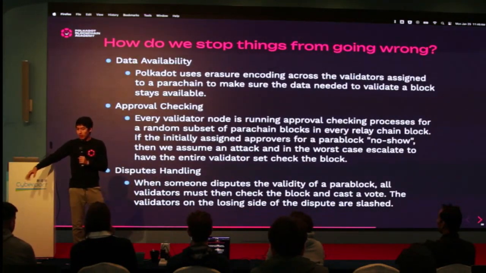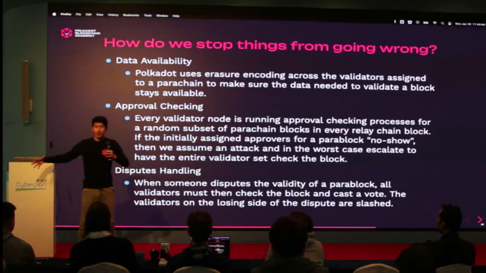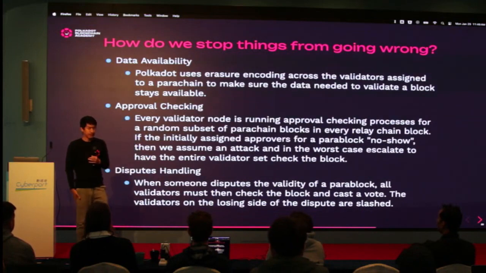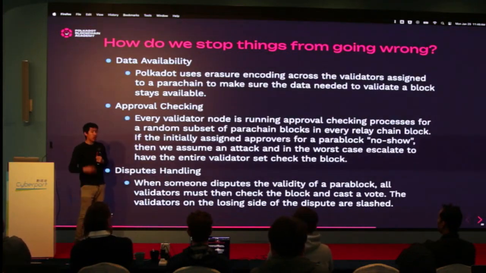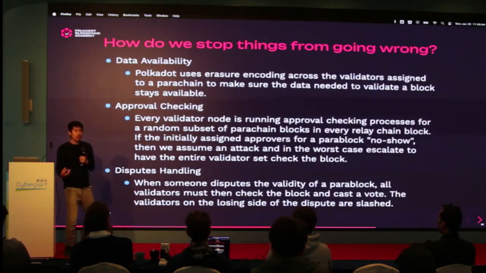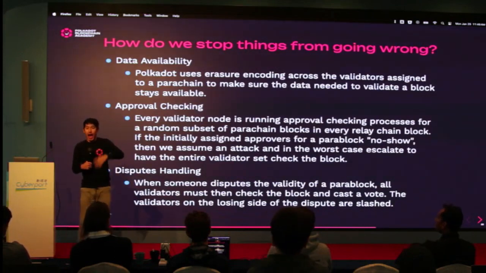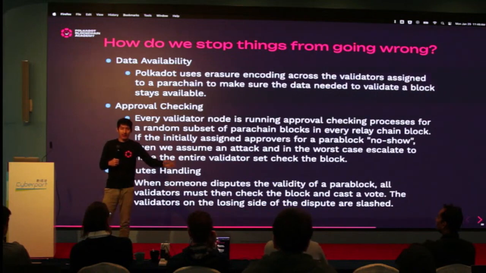But if something is going wrong, we then escalate the process so that all the validators will actually try this block and figure out what's going on. Finally, we have dispute handling. In the case where someone is trying to cheat the system, a malicious node, you can have someone dispute the validity of a parablock, and all the validators then go and say, I will actually verify for myself, is this thing valid or not? And then come to a conclusion, right?